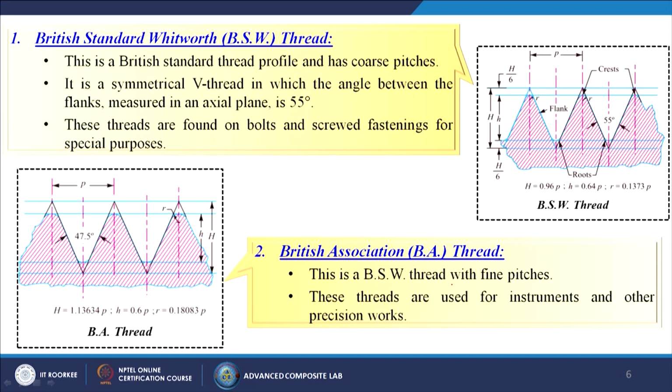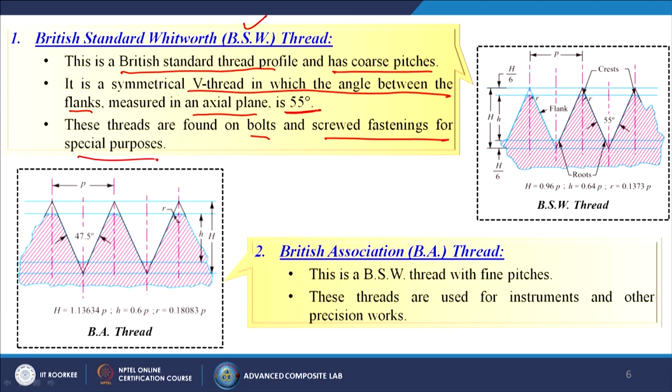So, first comes the British Standard Whitworth thread, or in short generally we call it BSW. This is a British Standard thread profile and has coarse pitches. It is a symmetrical V thread in which the angle between the flanks measured in an axial plane is 55°. These threads are found on bolts and screwed fastenings for special purposes. So, here this angle is the 55° angle.